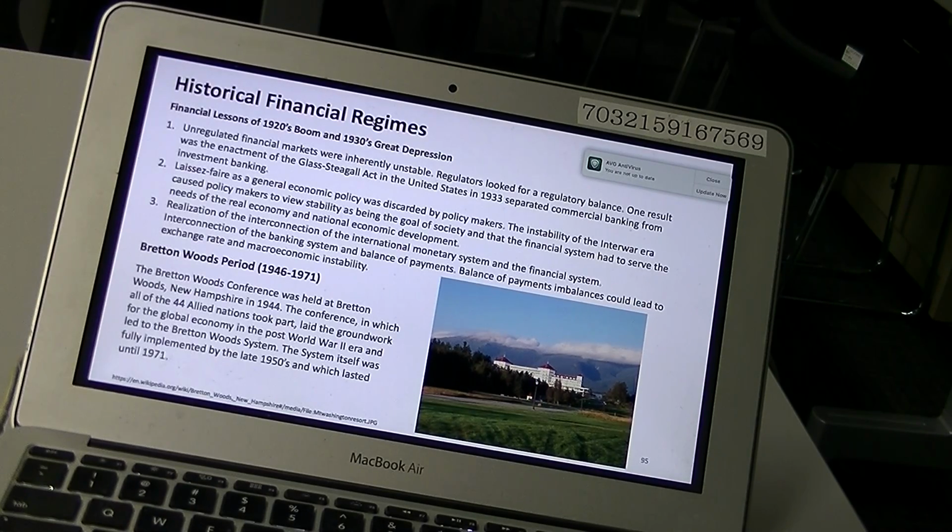The realization of the interconnection of the international monetary system, the financial system, the banking system and the balance of payments, and that balance of payments imbalances could lead to exchange rate and macroeconomic instability, and also political instability. We're seeing some of these same things right now. The Great Depression of the 1930s and the Great Recession of the last 10 years are very, very similar events. They had very similar causes and very similar consequences.